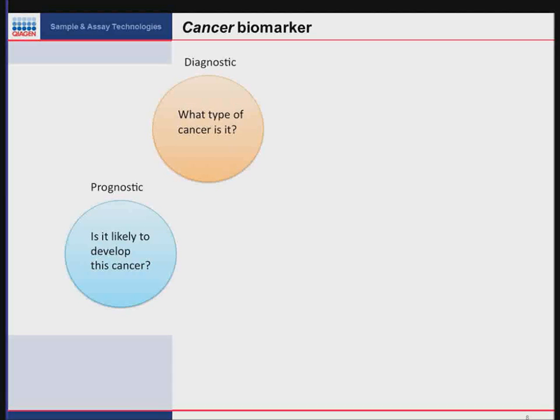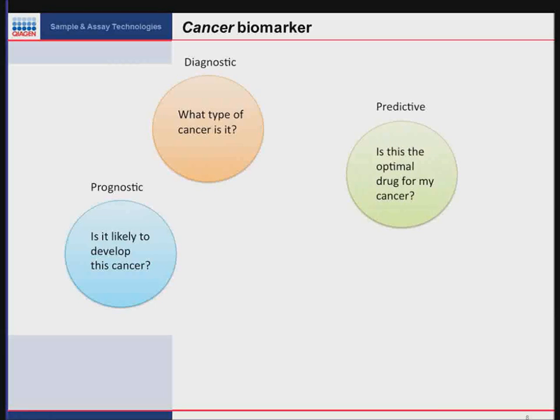A diagnostic biomarker is more towards the specific type of disease that you have. So a diagnostic biomarker, for example, would be when you have a tumor on your liver, which may not necessarily be a liver tumor, but could possibly be a metastatic breast tumor. This would be a situation in which you'd like to use a diagnostic biomarker to figure out what kind of cancer you have.